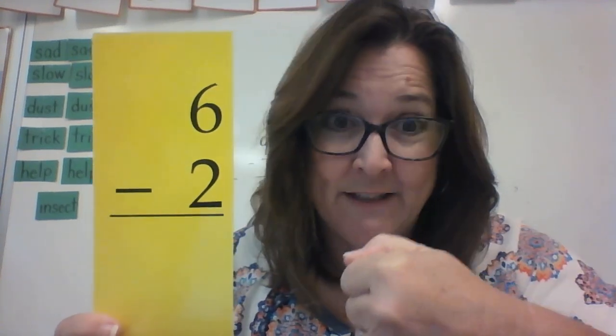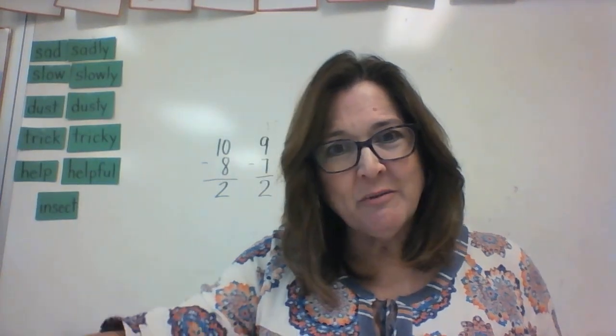No thumb up. See, these don't come right beside each other when we're counting by twos. 0, 2, 4. Yeah. So this is just subtracting 2. 6 minus 2 equals 4. So no thumb.